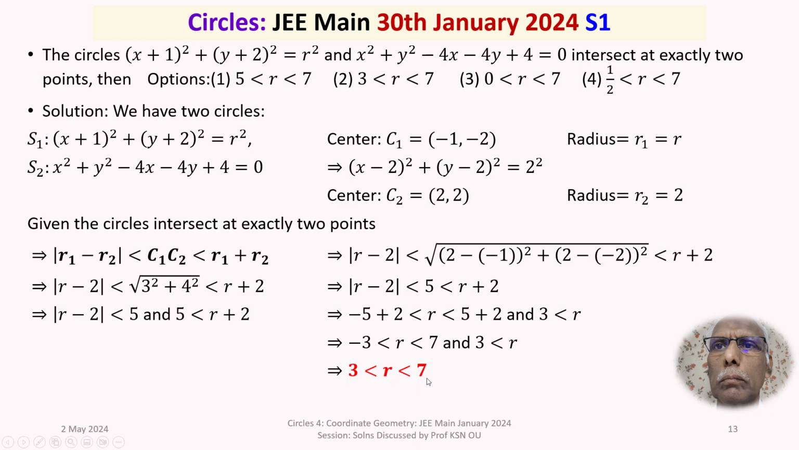Now 3 < r < 7 appears against option 2. Therefore, the answer to this question is option 2. That is the detailed discussion of this question. And this is also a very simple and straightforward question.